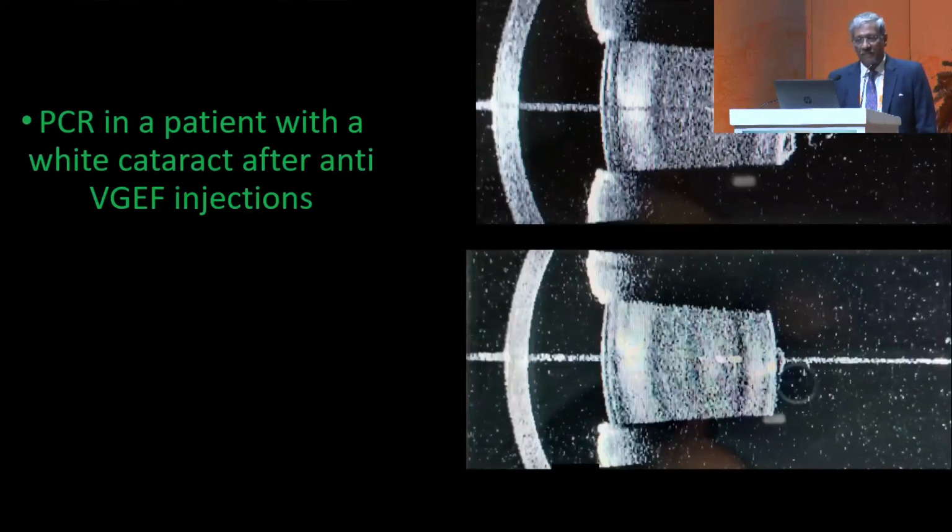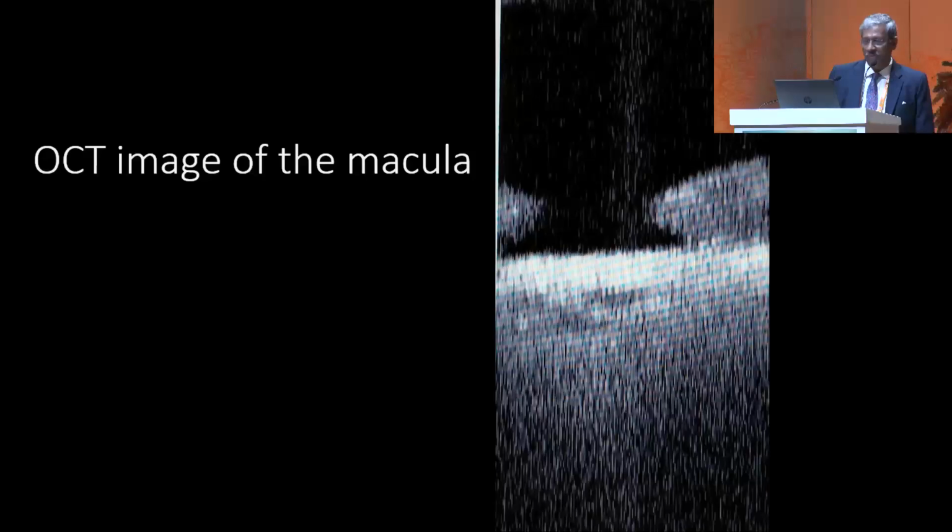This patient developed a PCR. He came with a white cataract. He gave a history of having multiple anti-VEGF injections. You can see a beautiful tear in the posterior capsule. So preoperatively, through this white cataract, the IOL Master 700 could pick up a torn posterior capsule.